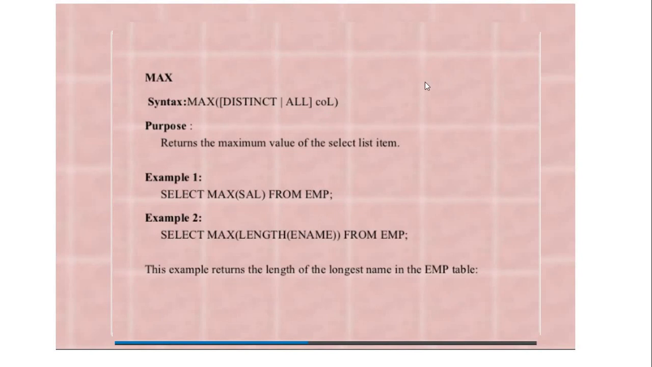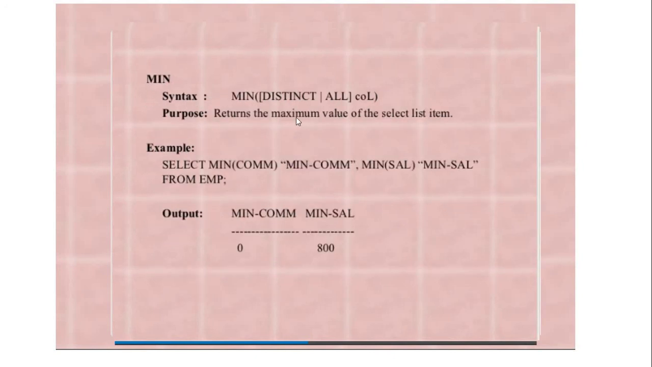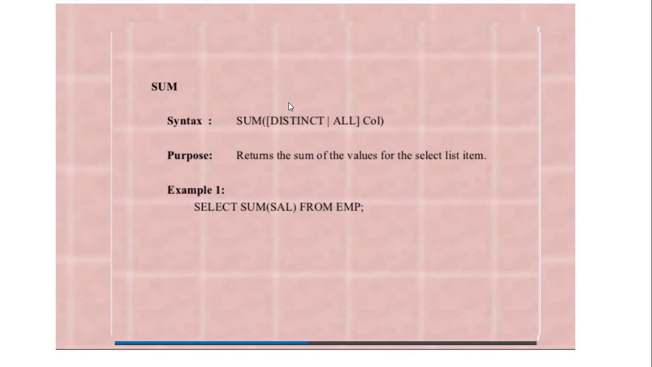The max function returns the maximum of all the values for the given column. For example, if we are interested in getting the maximum salary from the employee table, then we can apply max salary from the emp table. The minimum function returns the minimum one. Sum returns the total of all the values present in the given column, like the total of the salaries of all the employees.